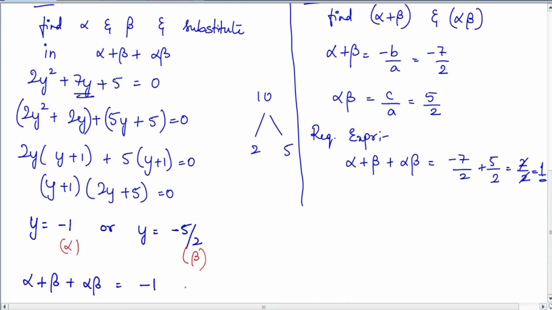So it is minus 1 minus 5 by 2 plus minus 1 into minus 5 by 2. Minus 1 into minus 5 by 2 is plus 5 by 2. Plus 5 by 2 and minus 5 by 2 get cancelled, and you are going to get the result minus 1, which is same as here.